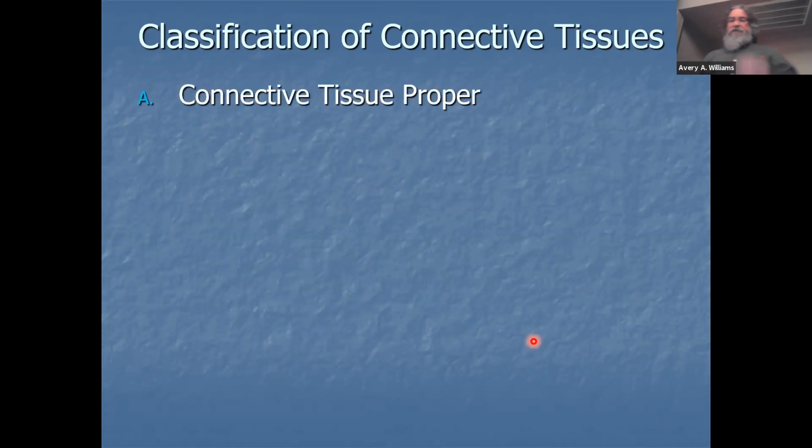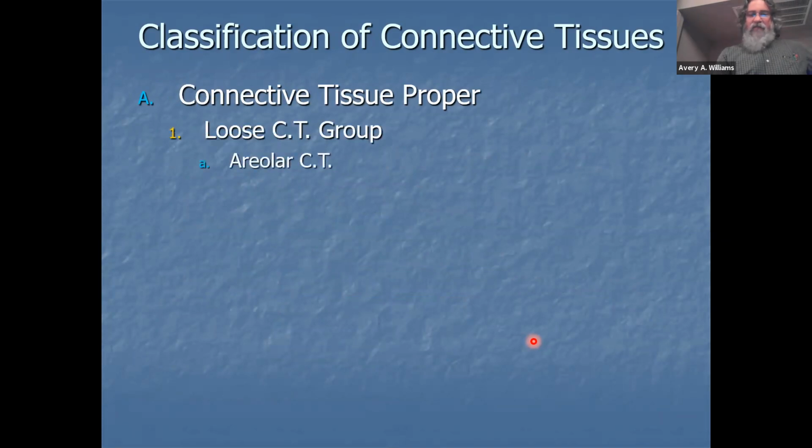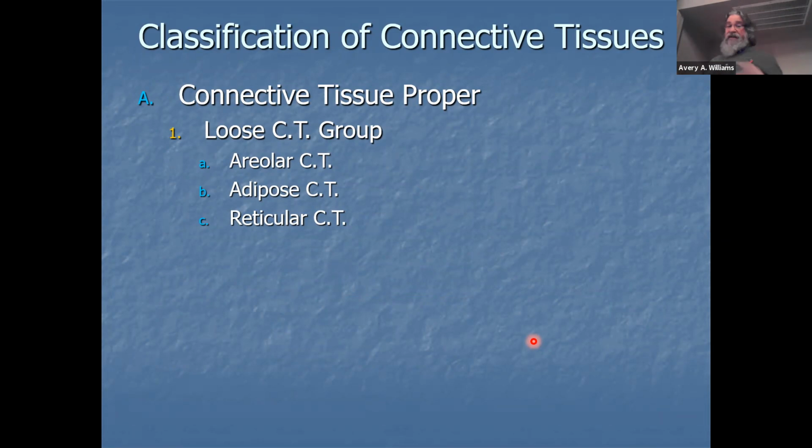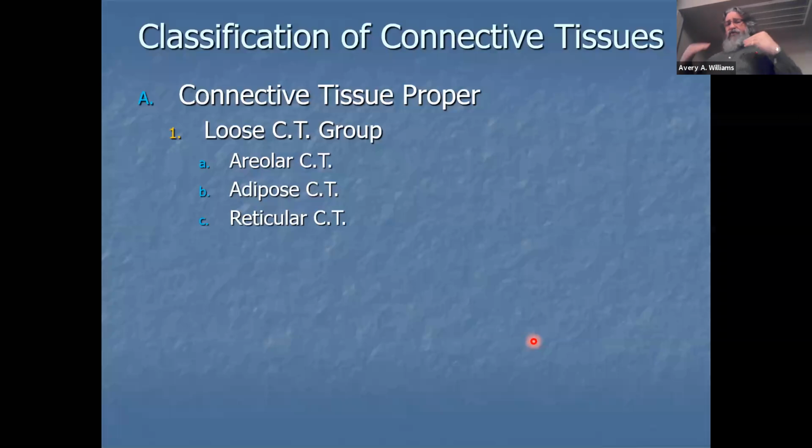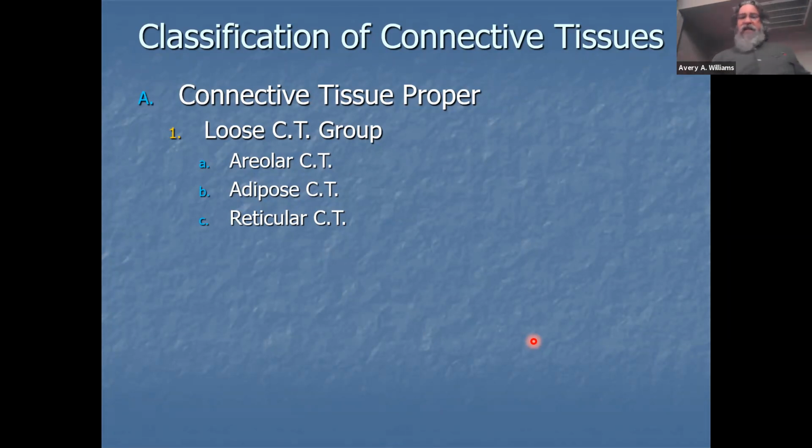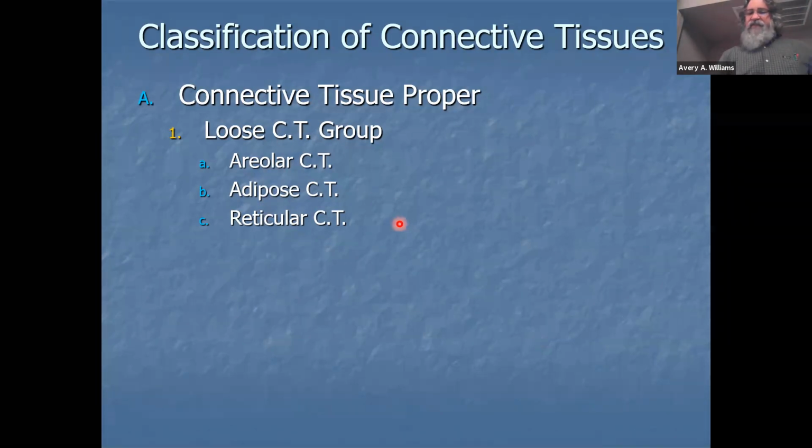Okay. The classification of connective tissue. Again, before we get into the table, I just like to list them all so you can have them all together. Remember, there's the connective tissue proper. And then I said of the proper, there's two groups. There's a loose connective tissue group and a dense connective tissue group. The loose connective tissue group includes three. Remember, there's always three. Areolar, adipose, and reticular connective tissue. These three fall into this category.